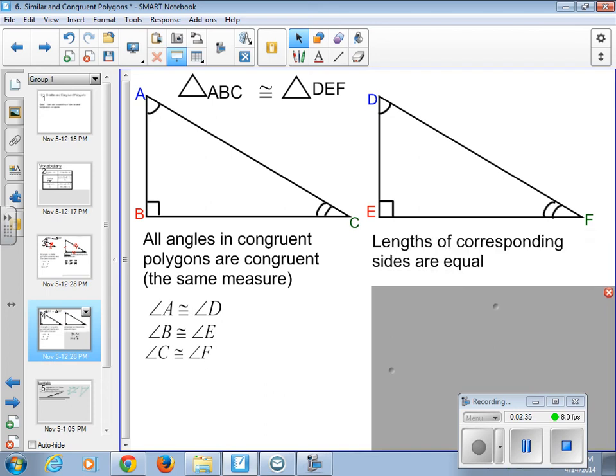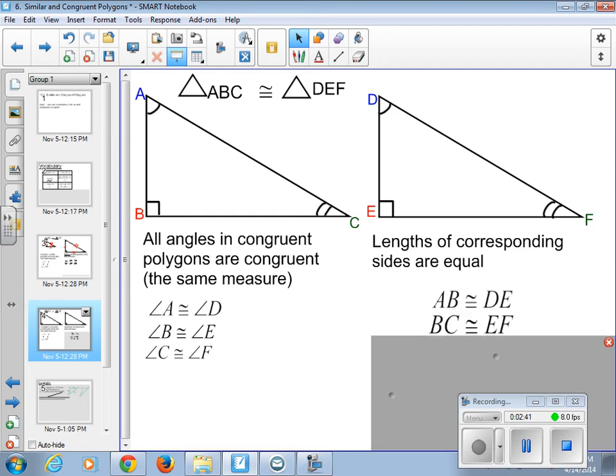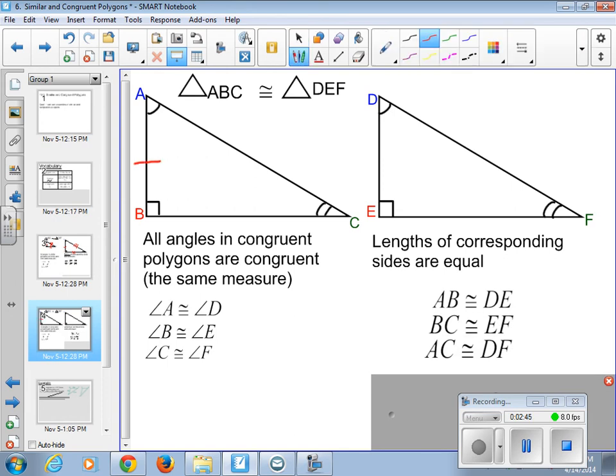Now, the lengths of corresponding sides are equal. Not the ratios, but the lengths. So here's AB and here's DE. We have BC and EF. And we have AC and DF. If we're told that two triangles, two polygons, are congruent, we need to look at the order in which their angles are written.